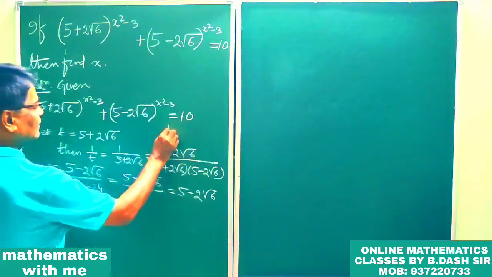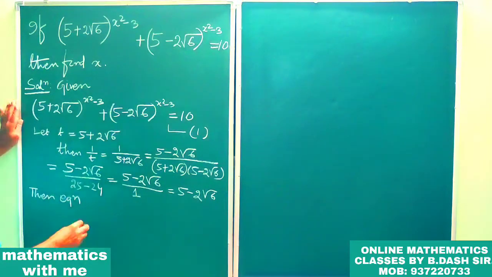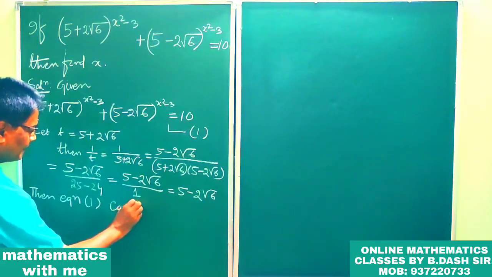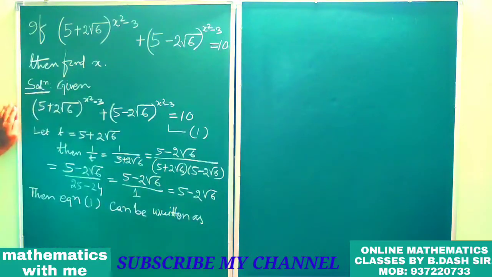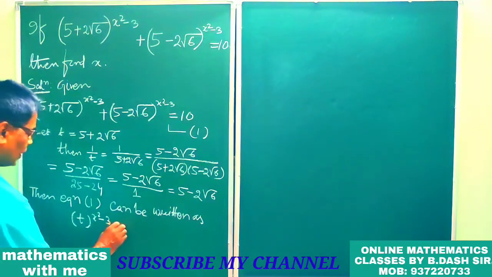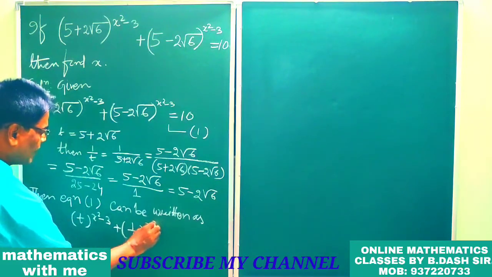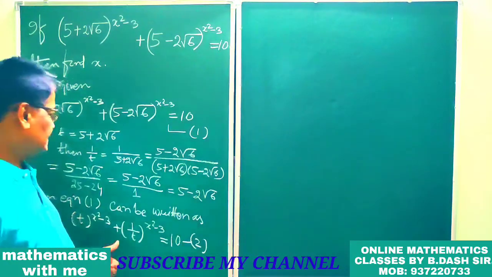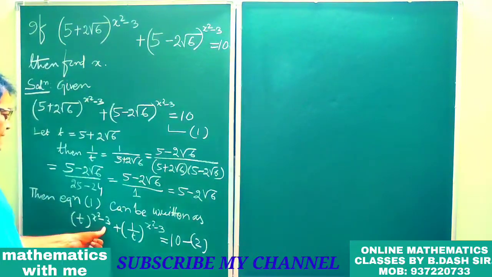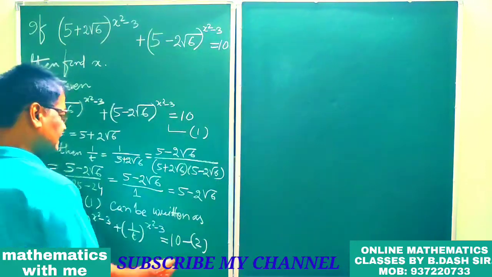So, the given equation 1 can be written as t to the power x square minus 3 plus 1 by t to the power x square minus 3 is equal to 10. This is equation 2.